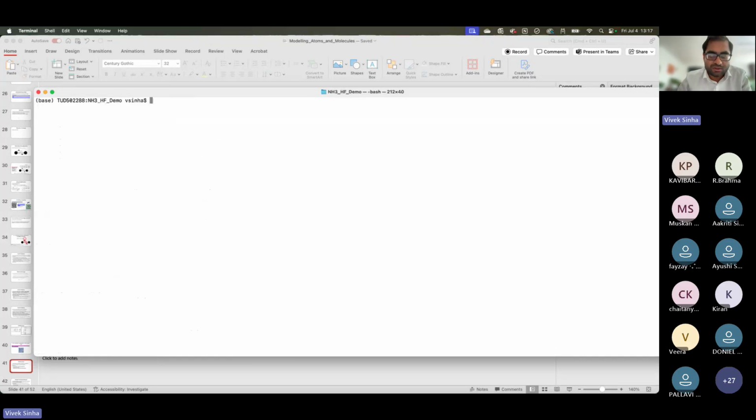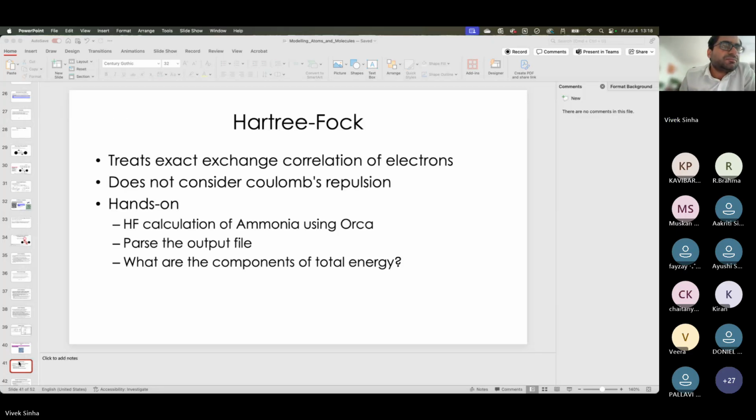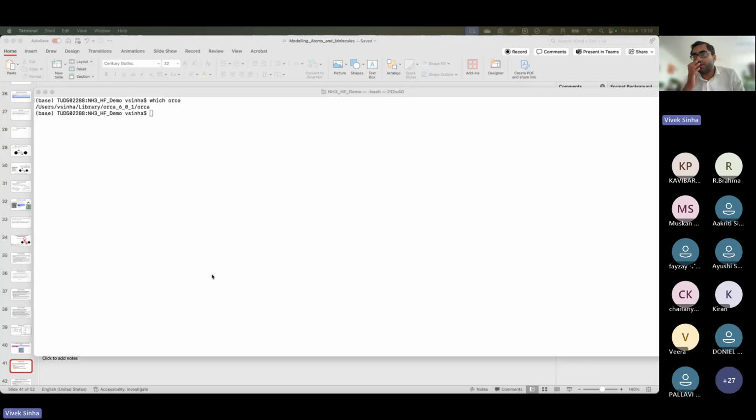There might be issues with permissions, that is possible. Are you on a Mac or a Windows laptop? Windows. Okay. Windows can be a little bit challenging because it's not very trivial to set up the environment variables and everything. But I have a solution for all of you. Once we finish this part about density functional theory, I will go to more hands-on where you can do more ORCA calculations.